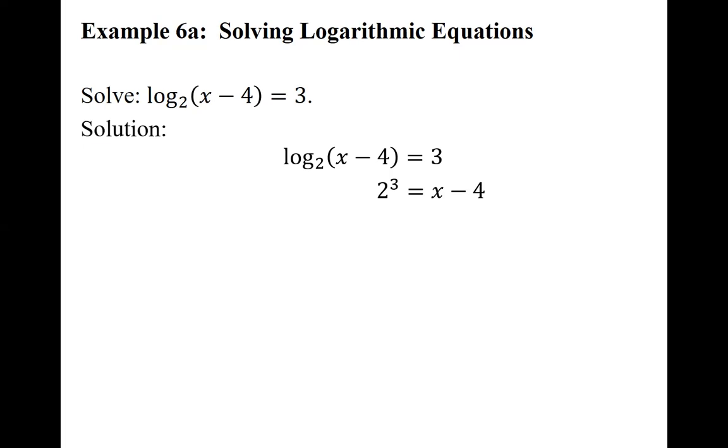But I could also raise both sides as powers of 2. 2 to the log base 2 cancels out on the left side, leaving us with just x minus 4. We get 2 to the 3 on the right side. 2 cubed equals x minus 4. That's where we are. 2 cubed is 8. 8 equals x minus 4. Add 4 to both sides. We get x equals 12.